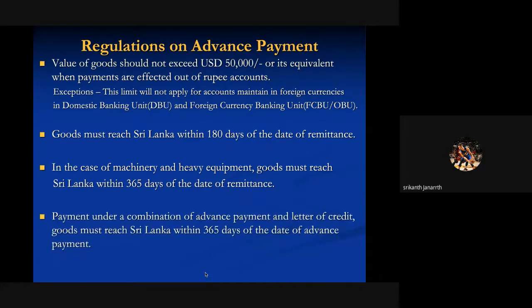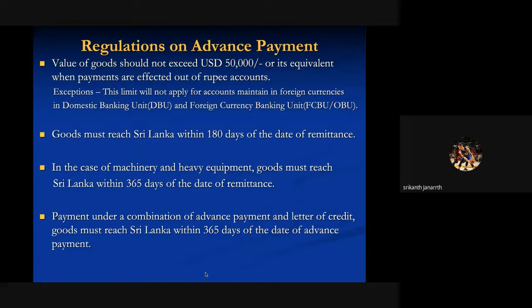Even if there is a mix of advance payment and letter of credit, still the goods have to come within 365 days, right? Sometimes you can mix advance payment and letter of credit. The exporter says, you send me the advance payment first, then open the LC for the balance amount. So he wants some money to receive and start the manufacturing. Later, he asks the importer to open the LC. Let's say the machinery value is 100,000, advance payment is 20,000, and the balance 80,000 through the LC.